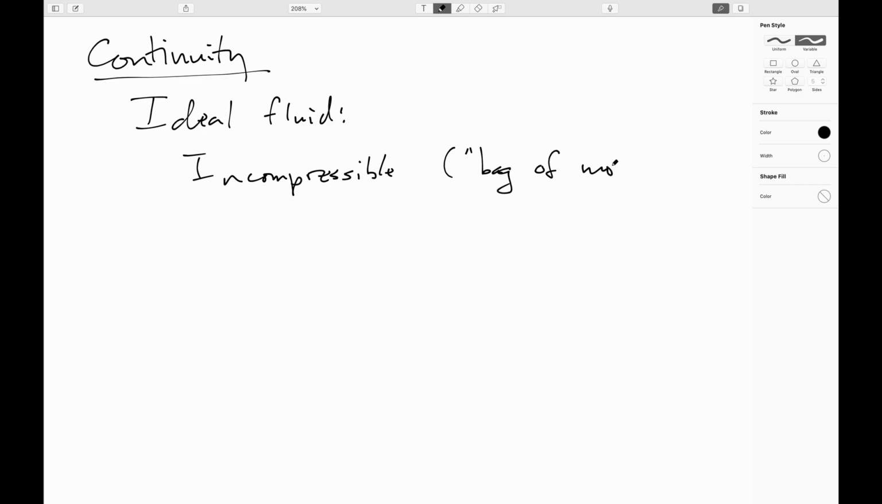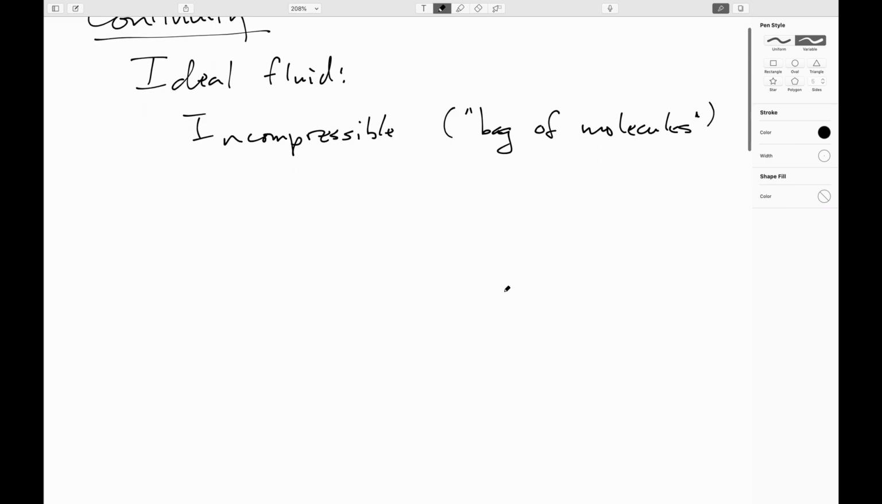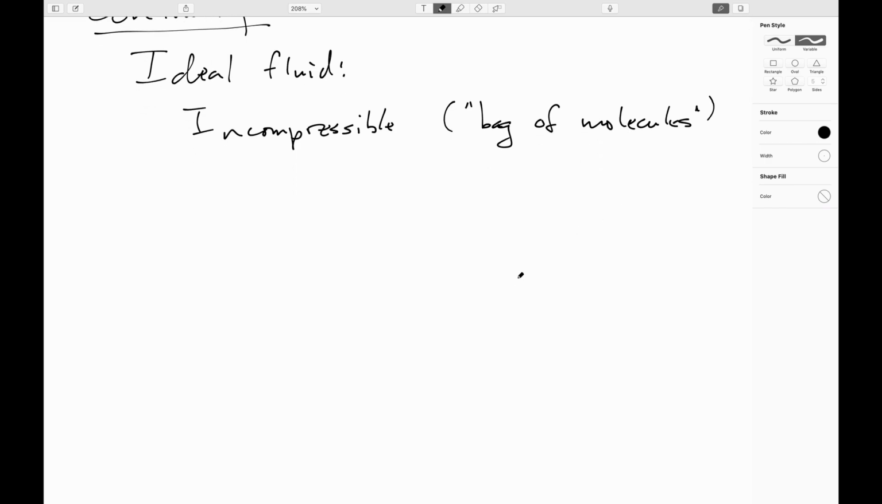Now we're going to add to that two additional assumptions. One is that the fluid is non-viscous, which means that there is no fluid drag. Depending on the fluid, this may or may not be a reasonable assumption.